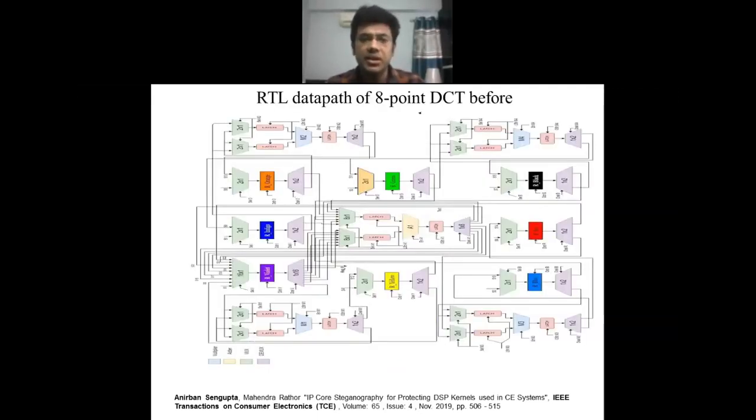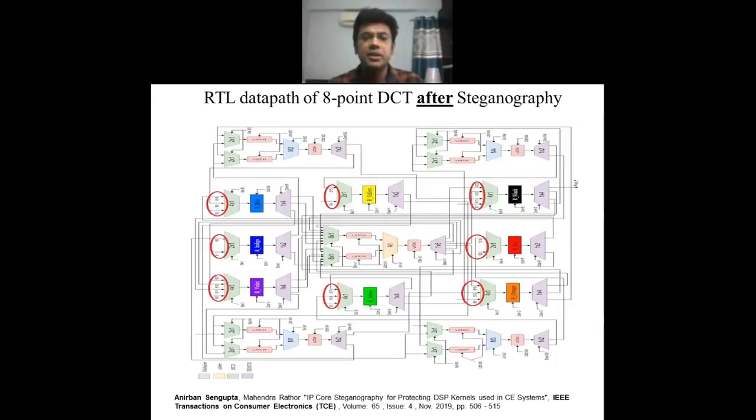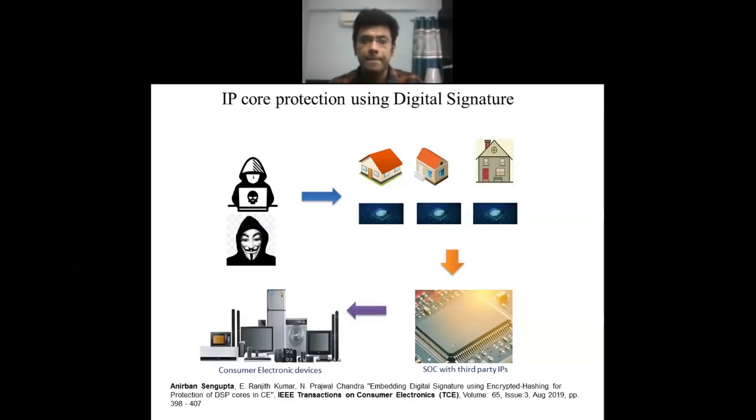This is another example of an RTL data path of an 8-point DCT before implanting steganography. You can see this is a diagram, and after implanting, this is how the diagram changes. The red circles indicate the changes that have been incurred due to implanting of steganography. So this is again imperceptible, and it does not incur any overhead at all. Okay, so that's how steganography is so robust.